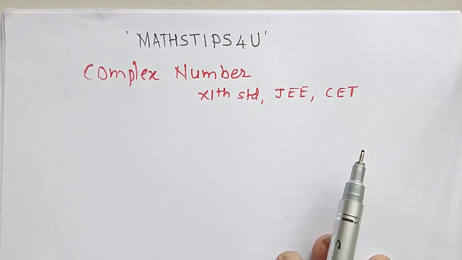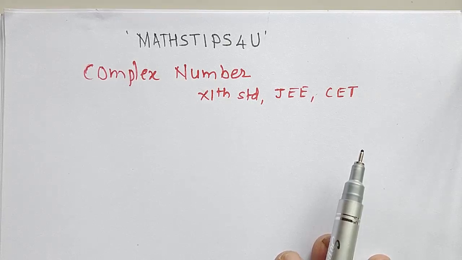For example, a natural number is a subset of whole numbers. Whole numbers are a subset of integers. Integers are a subset of rational numbers. Rational and irrational numbers are a subset of real numbers. So, you are familiar with the real numbers. For example, 5 is a real number, minus 10 is also a real number, minus 3 by 5 is a real number. All these are real numbers.